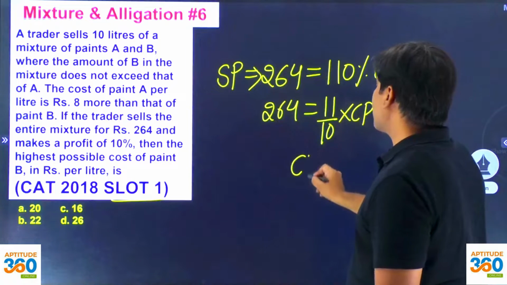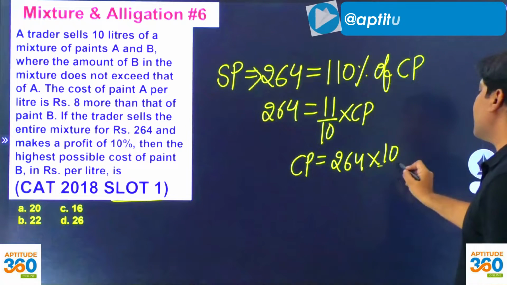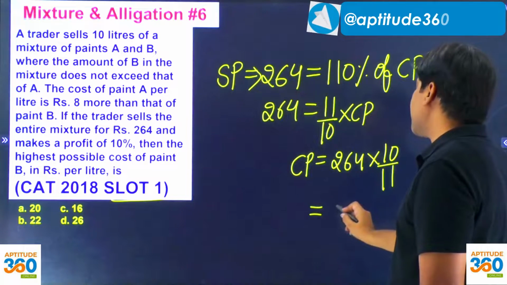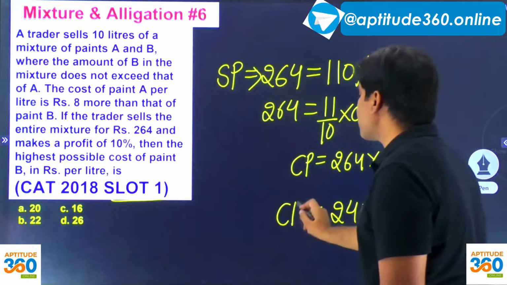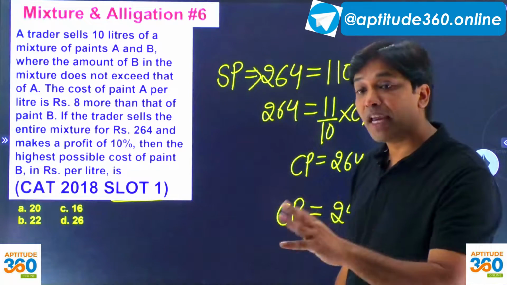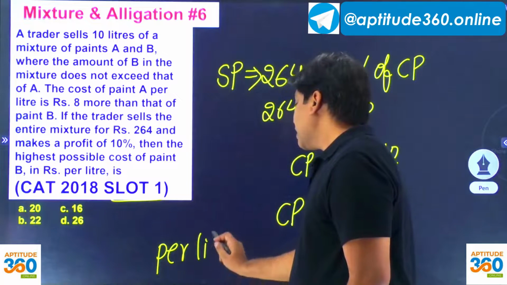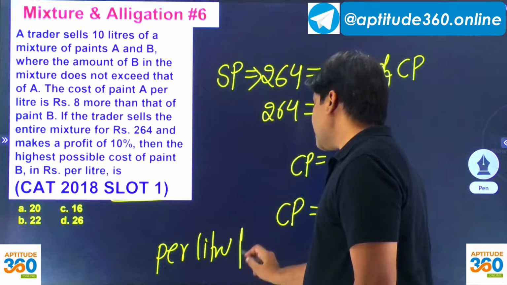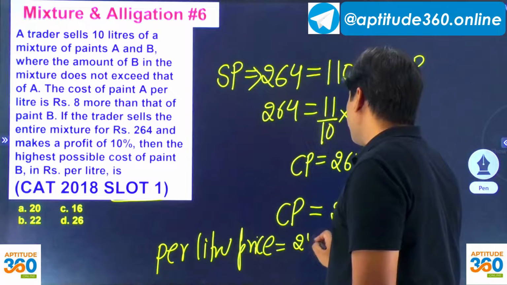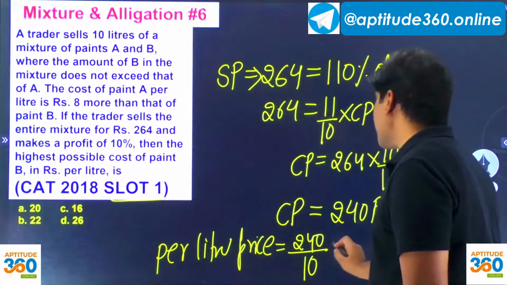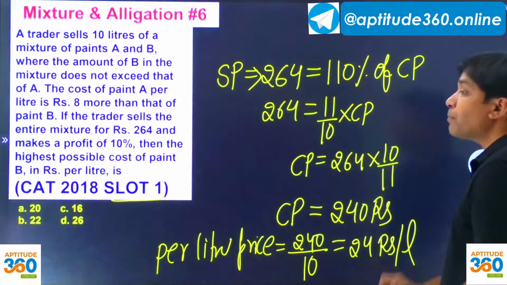So CP comes out as 264 into 10 by 11, and if you further simplify this, it is coming out as 240 rupees. So 240 rupees is going to be the cost price of 10 liters of mixture of A and B. So what is going to be the per liter price? Per liter price of the mixture comes out as 240 divided by 10, that comes out as 24 rupees per liter. That is the price of the mixture.